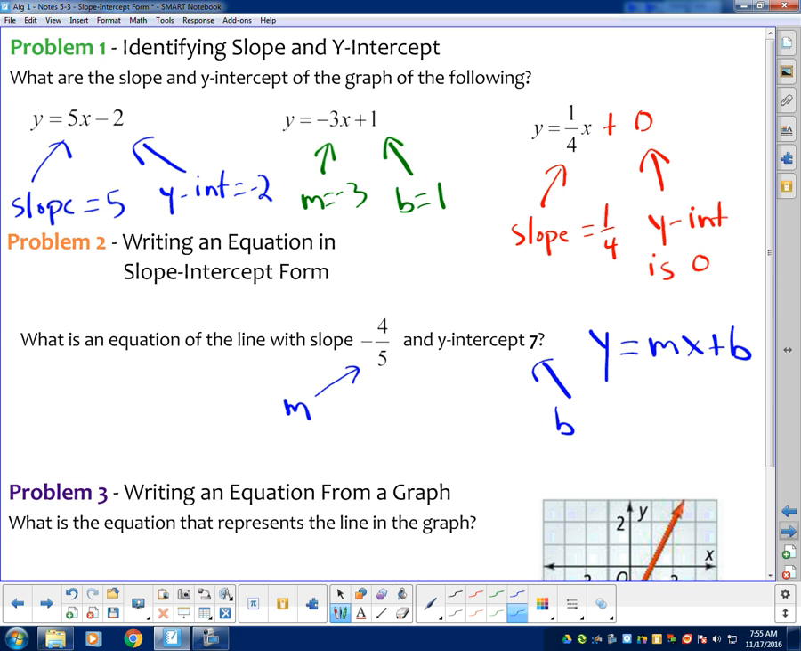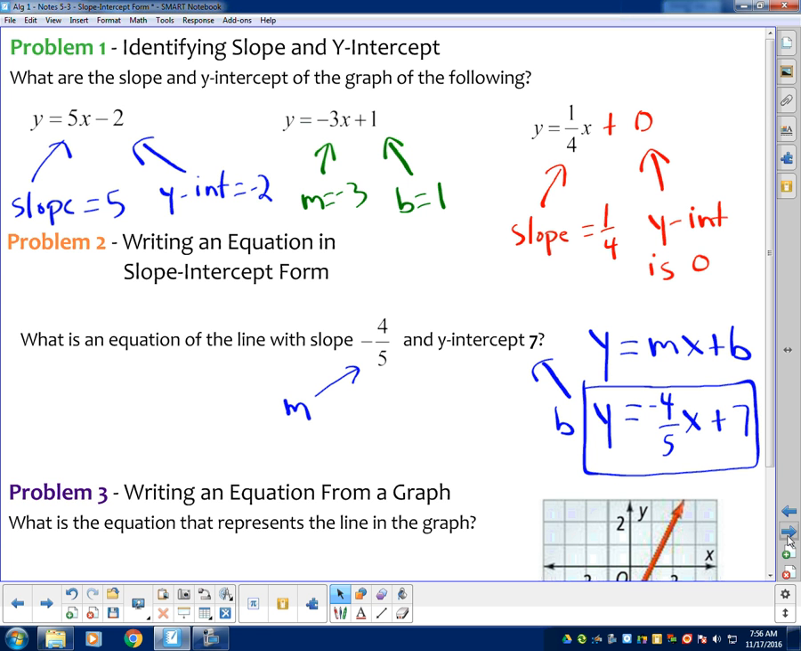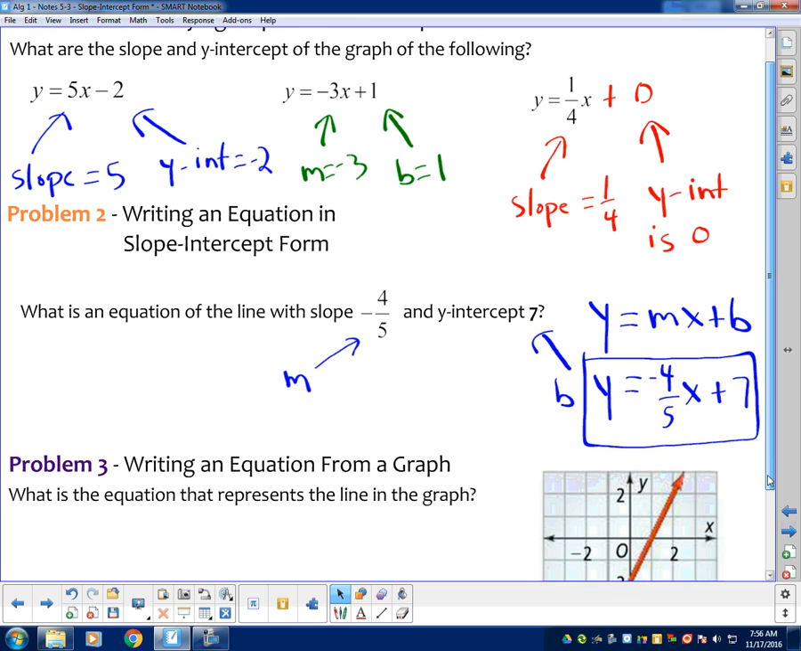So we're just going to fill in negative 4/5 for m and 7 for b, and we're done. So that's if we're given the slope and the y-intercept, just plug them in for m and for b, and we've got the slope-intercept form of the equation of the line.